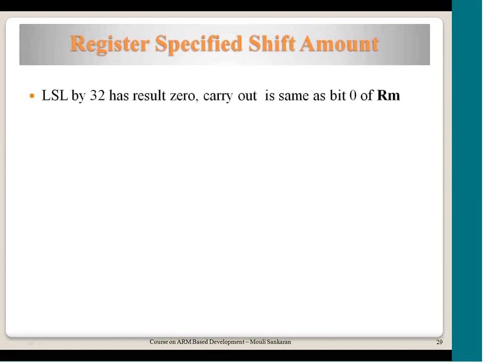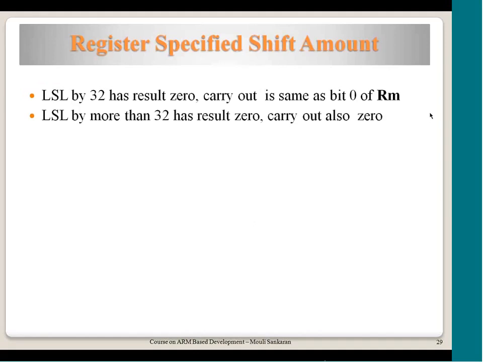Now there are some unique combinations. LSL by 32 has a result 0. Why? Because it will be filling all the bit positions with 0, so you will finally end up with all zeros. LSL by more than 32 has result 0 and carry out also 0. The difference between these two is that for 32, the carry will be the MSB bit. If you do it more than that, then you will get all zeros, so carry will be 0 here. So I want you to try out all these combinations and see for yourself what happens.